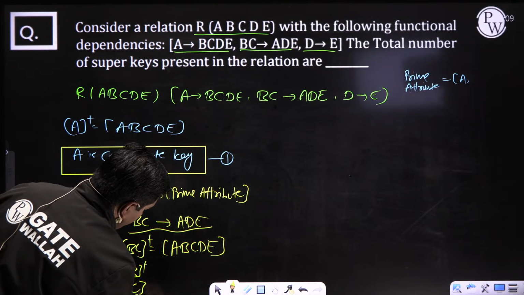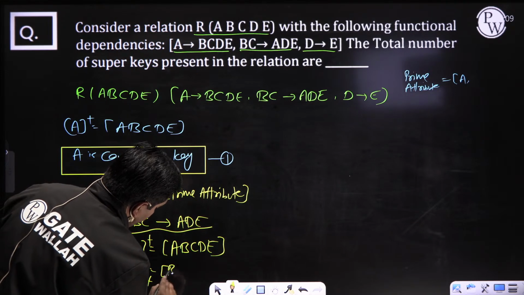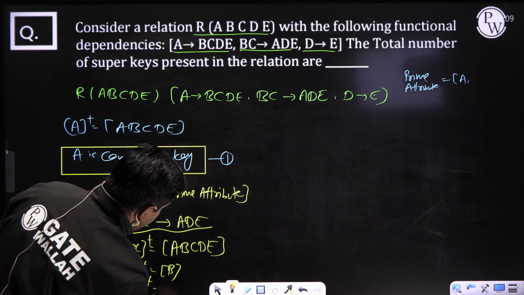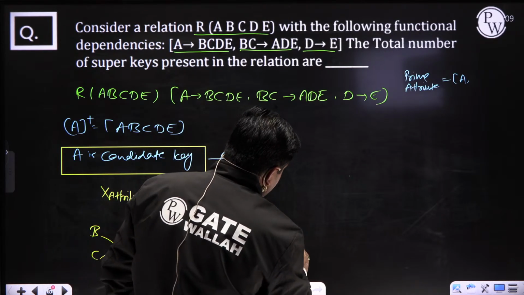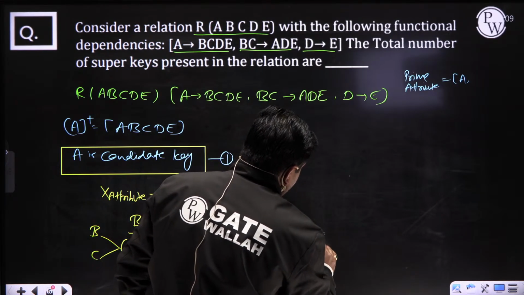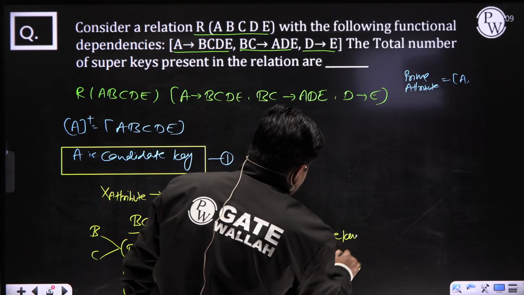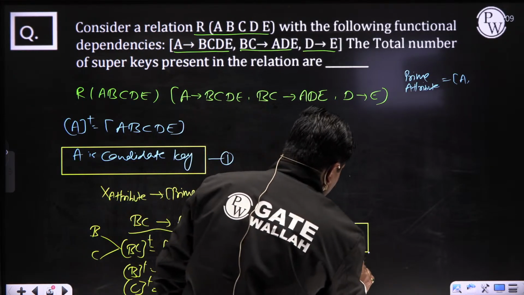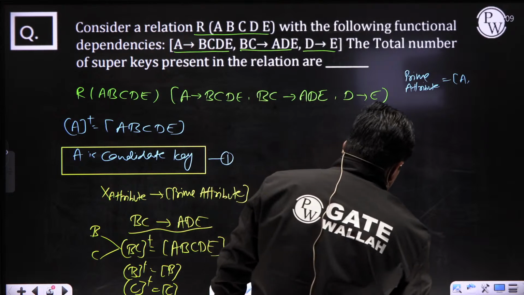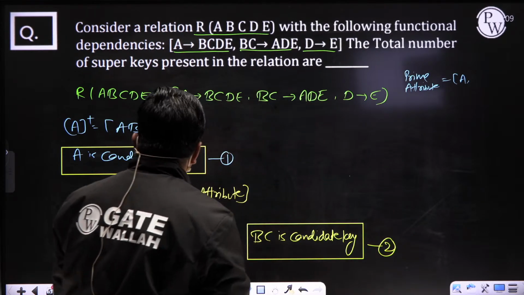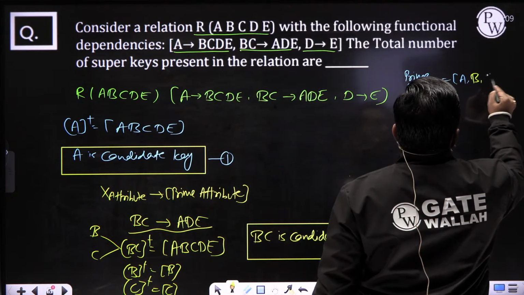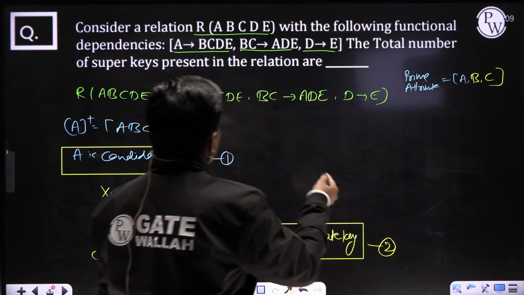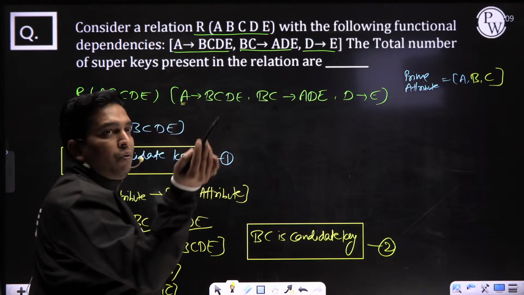We can't tell directly that BC is a candidate key unless we decompose. So first we take the closure of B and of C. Neither gives all attributes. So you can say BC is the candidate key, the second candidate key. Now look at the board. The next prime attributes are B and C, but B or C is determined only by A, which I have already taken.